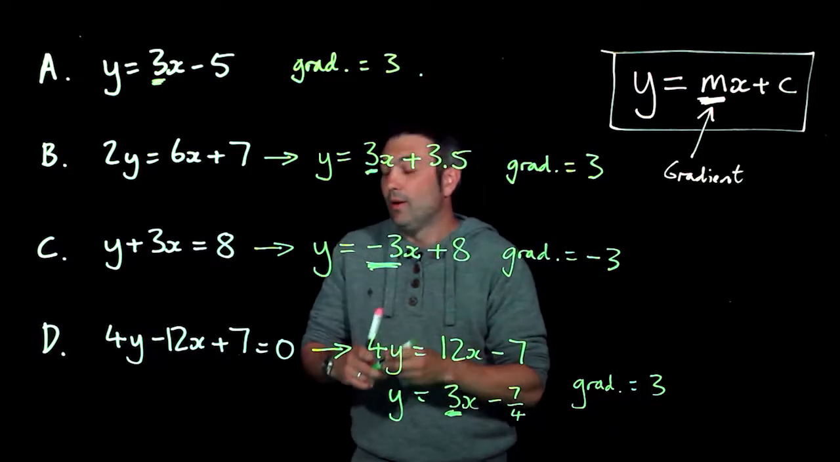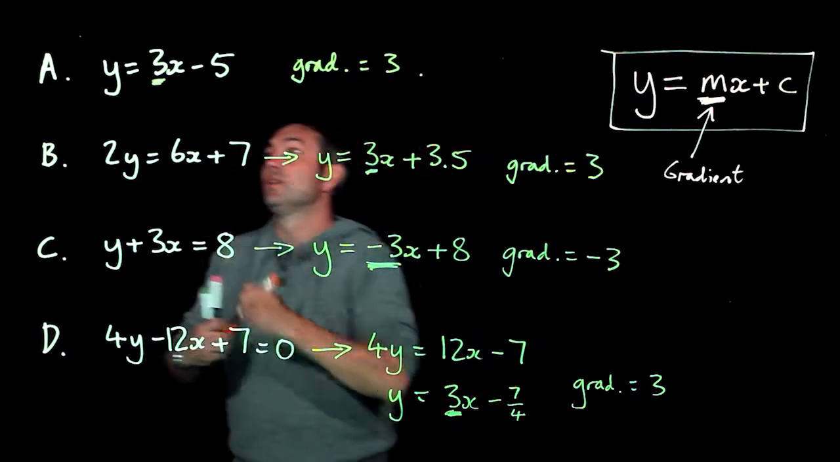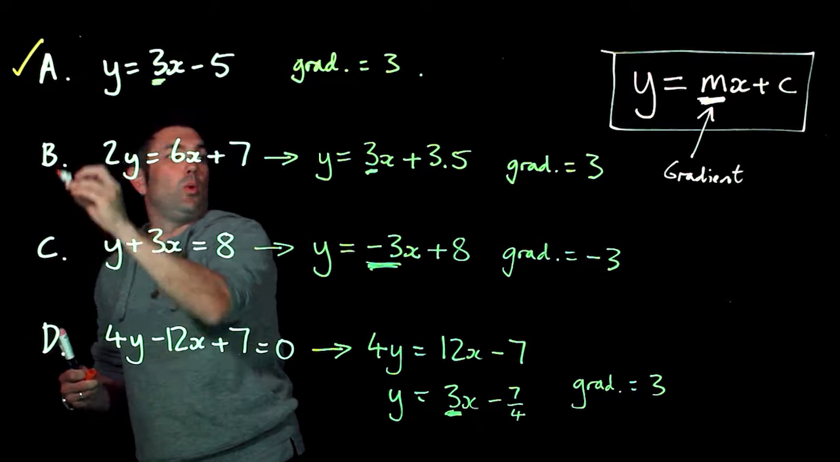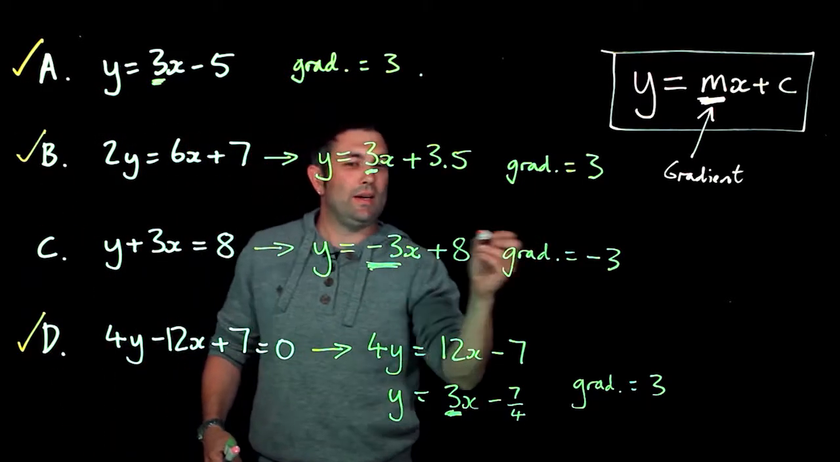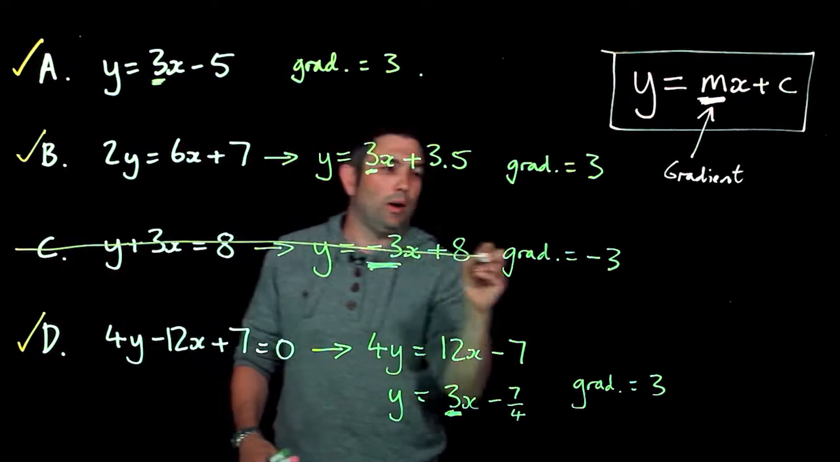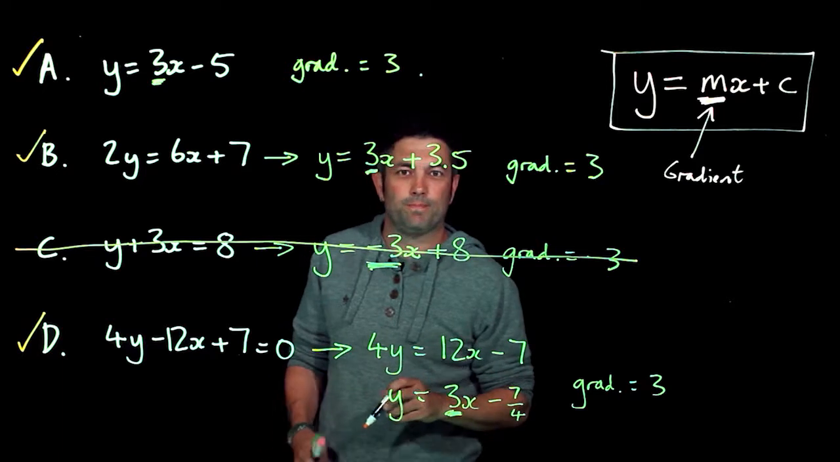Now, which ones are parallel? Well, it's the ones where the gradients are all the same. So this one is parallel with this one and this one. This one is not parallel. In fact, I'll put a line through it. That's not parallel because the gradient was minus 3.